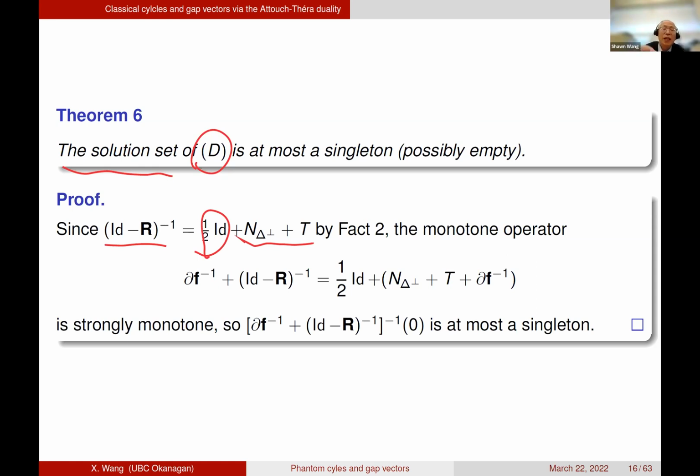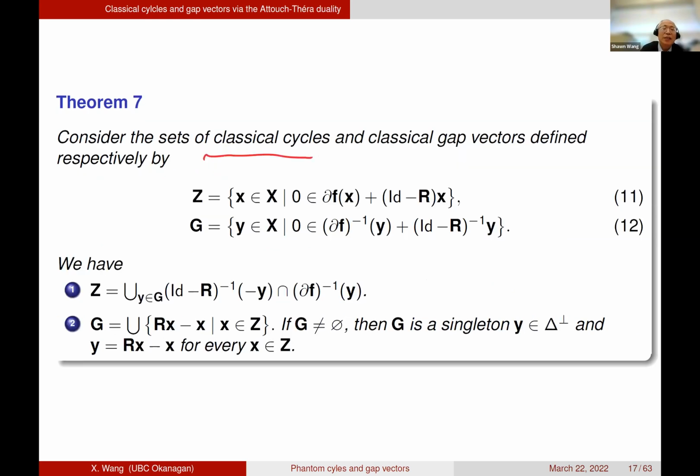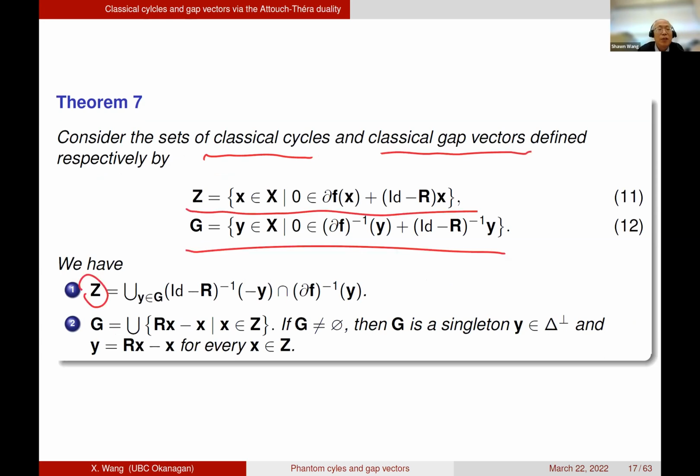Now the classical cycle and the classical gap vectors. If you write it into the set format, that gives you that, right? Therefore, you can recover the cycle from the gap vector, okay? And you can also recover the gap vector from the cycle in this way. As we said before, this set of gap vectors is at most a singleton, okay? Also, this y belongs to the diagonal perp, the perpendicular subspace of the diagonal.